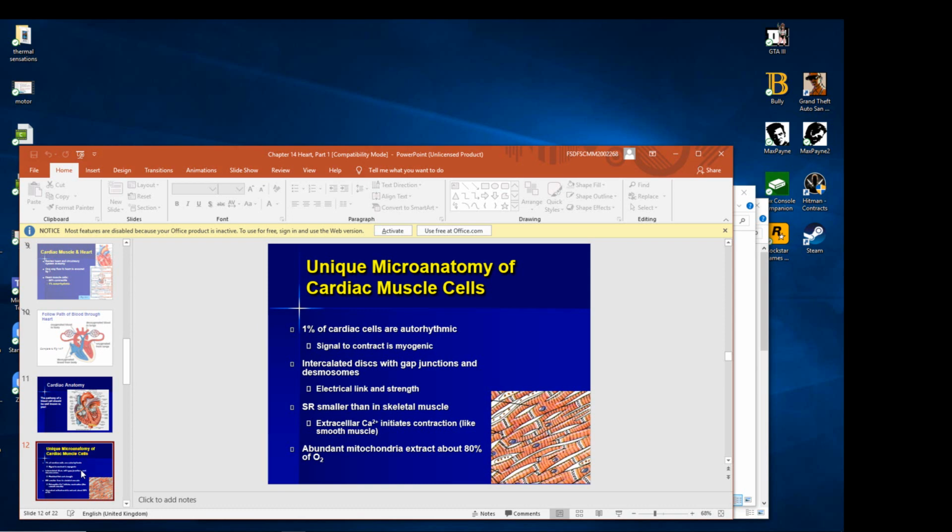Continuously requiring the oxygen, so that's why the abundance of mitochondria that is there.